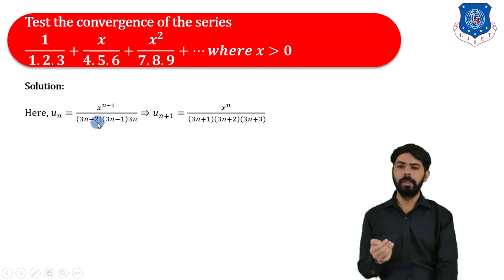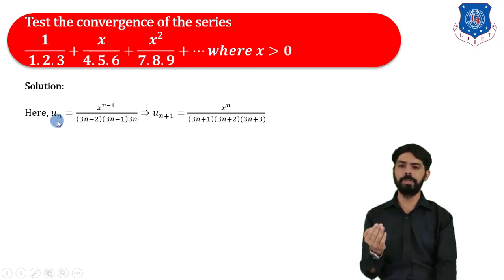Because here if we put n is equal to 1 in un, it will be x raised to 1 minus 1, so x raised to 0 divided by 1 into 2 into 3. So we will get this first term. Now if we put n is equal to 2 in un, it will be x raised to 2 minus 1, so x raised to 1 divided by 4 into 5 into 6. So we will get the second term.